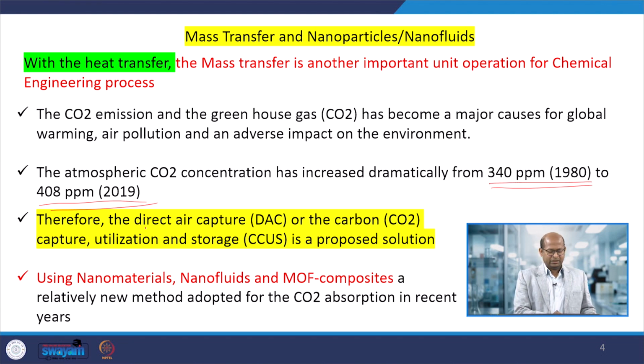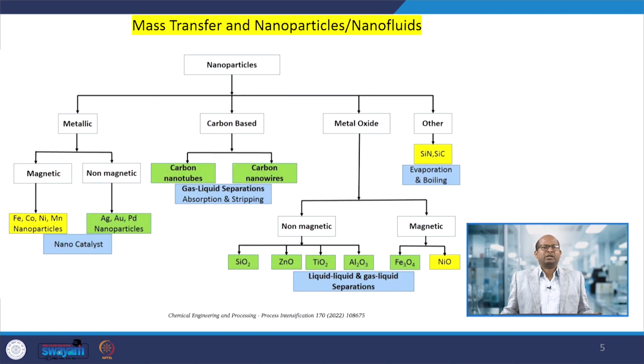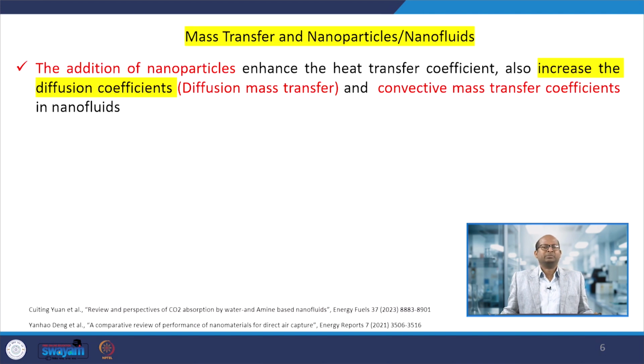Direct capture, or utilization, or the CCUS process, we can do by using a solvent. Mostly water is the basic solvent used. But once we use nanoparticles in that solvent, the property of the solvent, which we can call a nanofluid, will be different. As a result, the CO2 capture or separation of CO2 from the gas would increase, using a particular equipment. Here we use nanomaterials, nanoplates or MOF type composites, to separate CO2 by the CO2 absorption process. Various nanomaterials and nanoparticles were discussed in our previous class also.